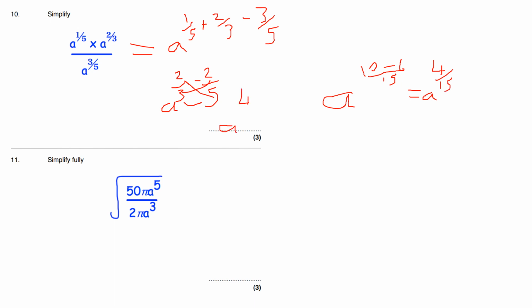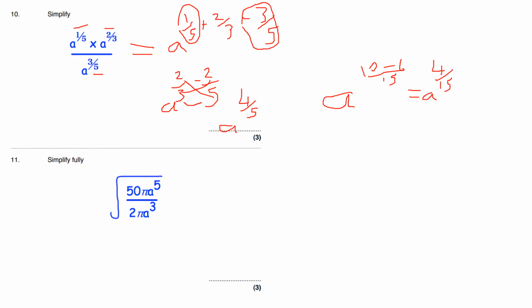Okay, so that one here was a bit more challenging. Make sure you're happy with the rules of fractions. I added these numbers together and then I subtracted this number because I was dividing by it. So I tried then to collect the like terms. So I did 1/5 subtract 3/5, which gave me negative 2/5.